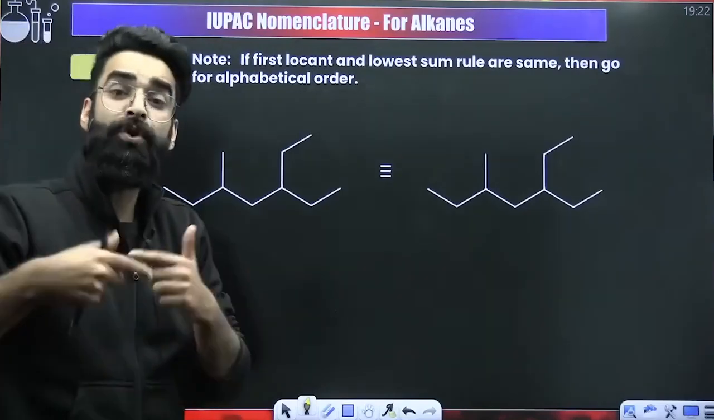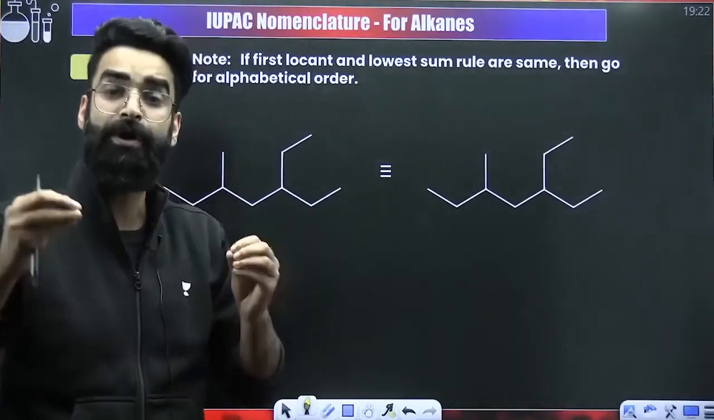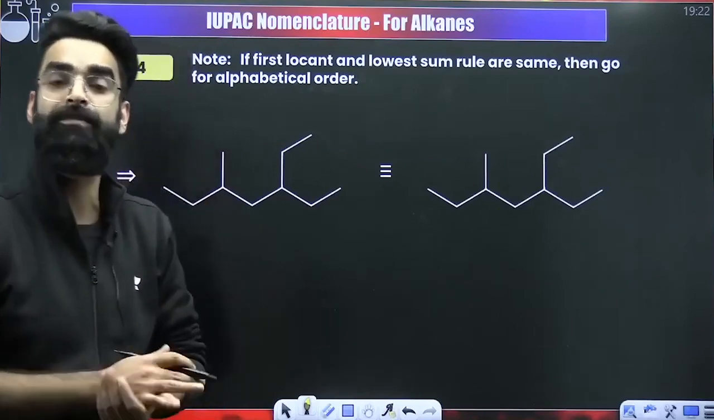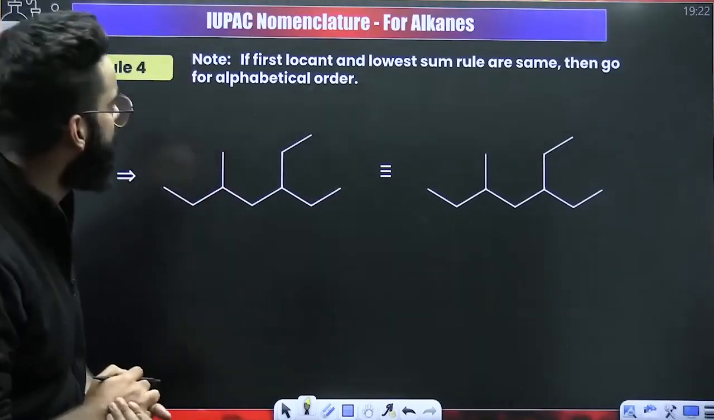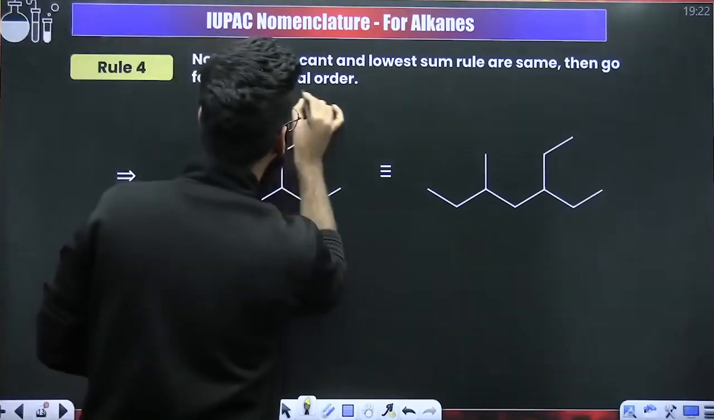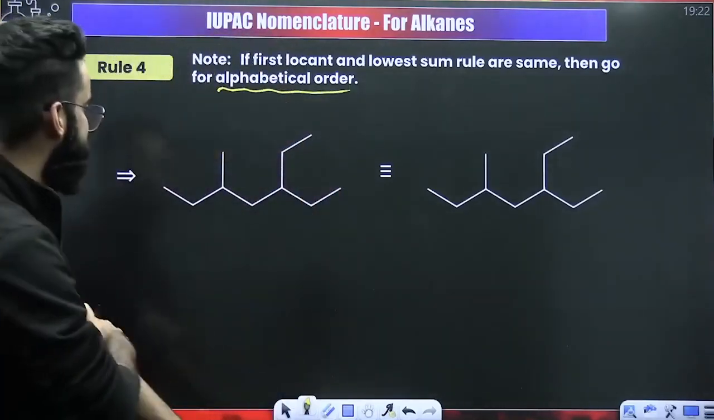My dear students, if you are unable to decide on the basis of lowest sum rule as well, then what do we have to do? We have to follow the alphabetical order. What does that mean? Try to understand.